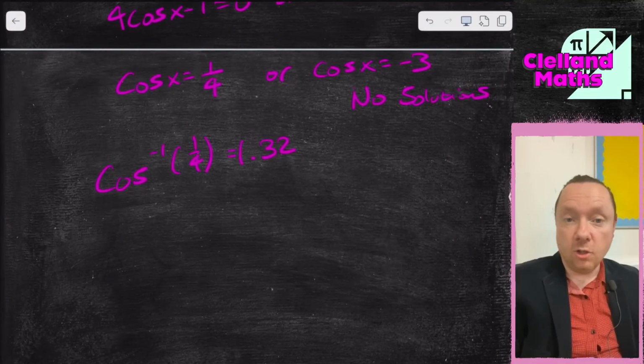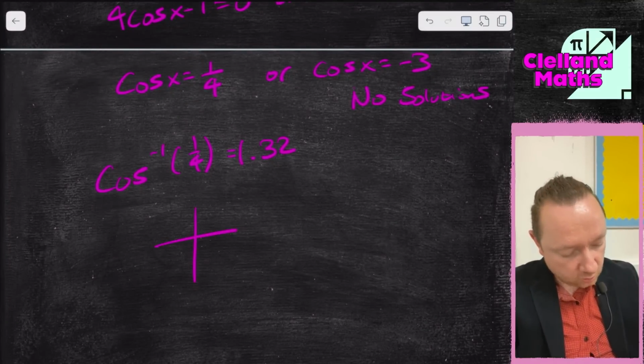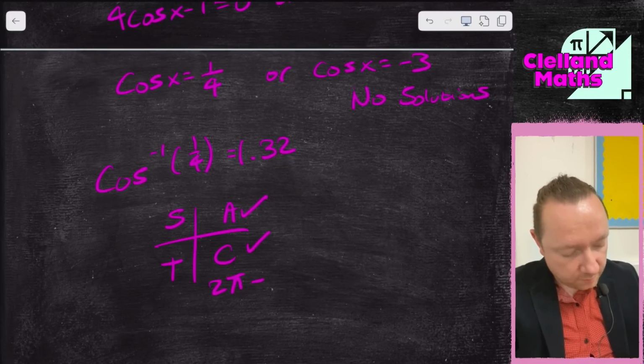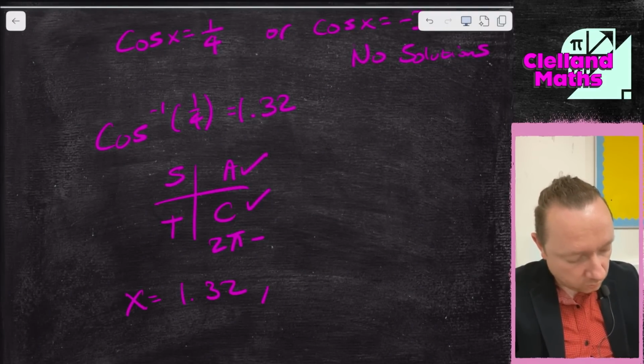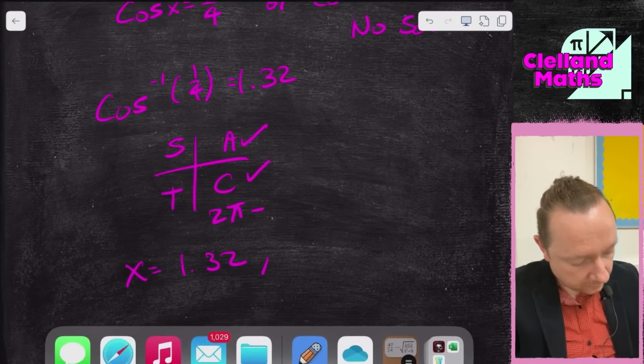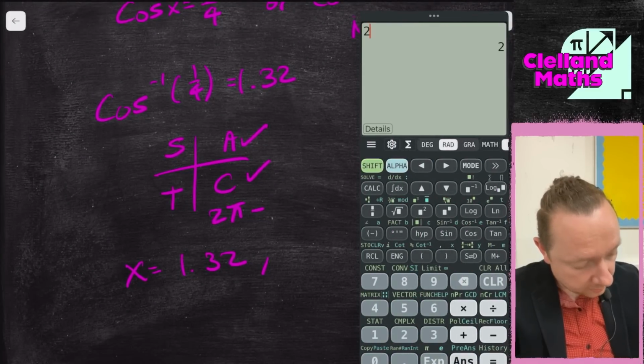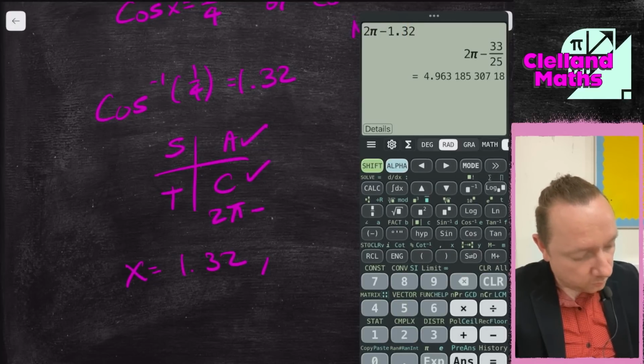And then I need other solutions between 0 and 2 pi, so it's a CAST diagram usually is what we would play with. Cos was positive, so it's 2 pi minus at that point, so our angle x is equal to 1.32, or equals, calculator, 2 pi, literally pi, minus 1.32 is 4.96.